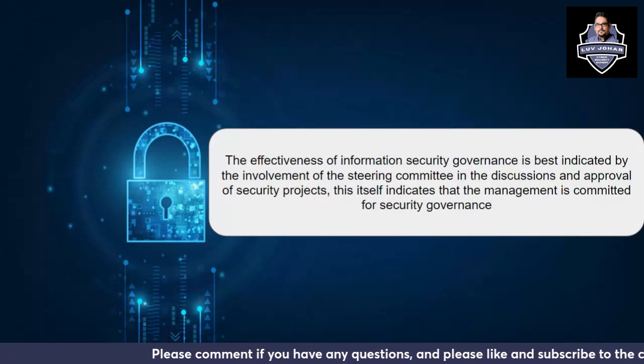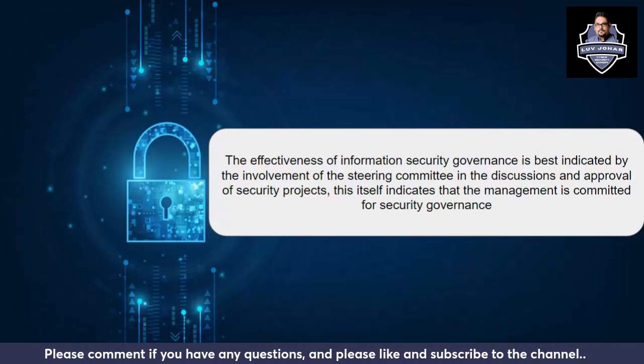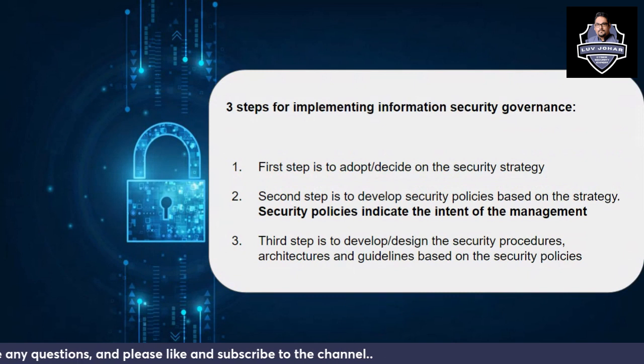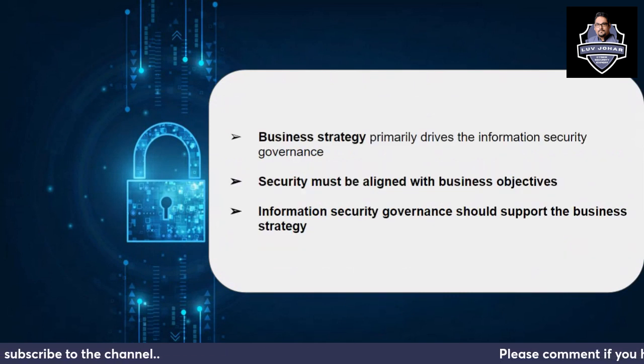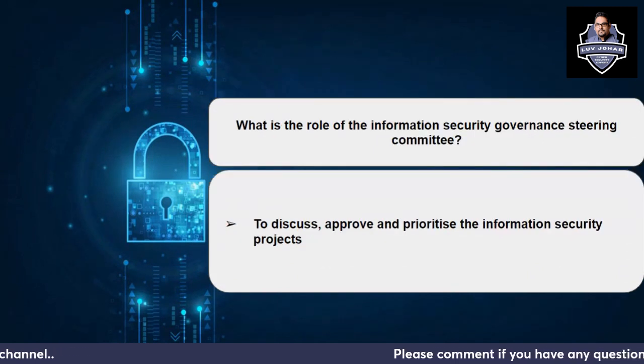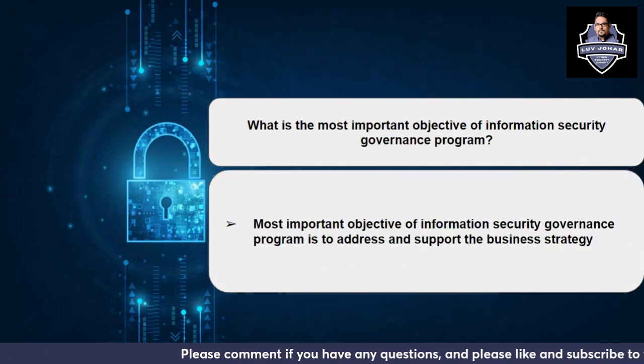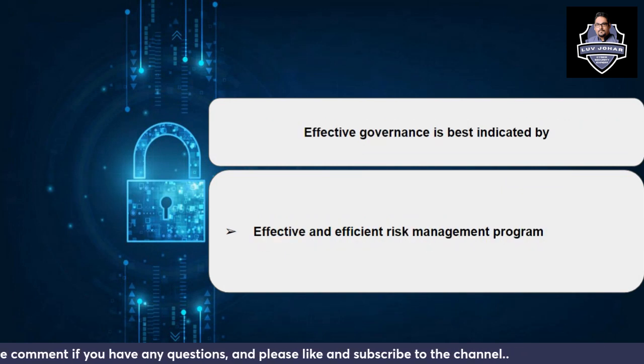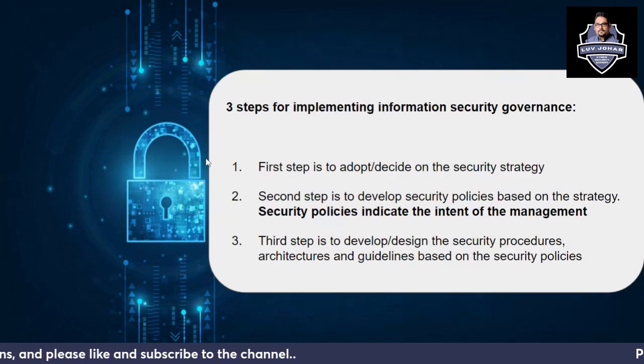After that, what is the effectiveness of information security governance? What are the KPIs? How to assess that? How to implement information security governance? What are the 3 steps? Business strategy, role of information security governance, steering committee, most important objective of an information governance program, effective governance, and risk management. Very important video. Please watch carefully.